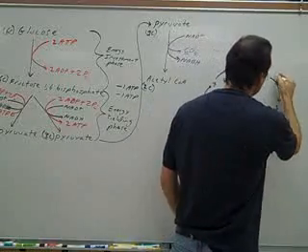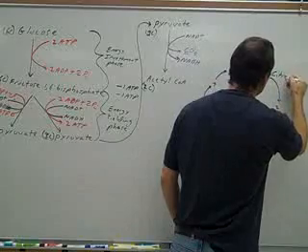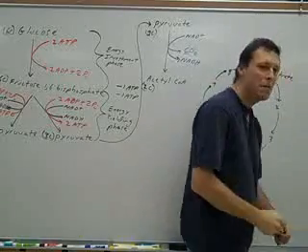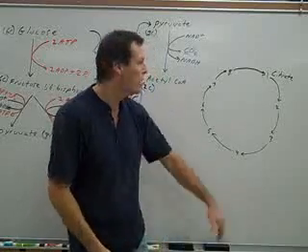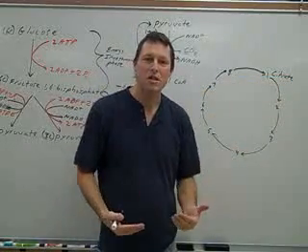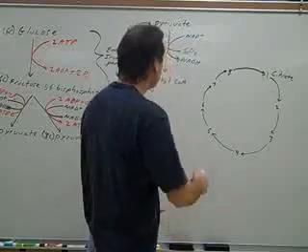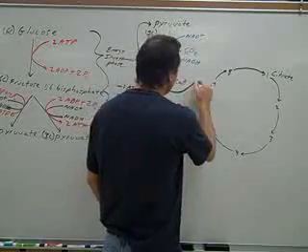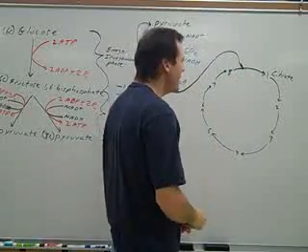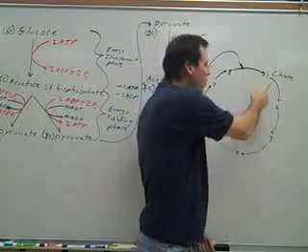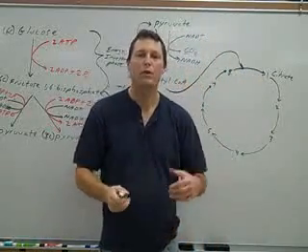Molecule number 1 is referred to as citrate. Hence the name, the other name for the Krebs cycle, the citric acid cycle. Citrate or citric acid, same thing. Acetyl-CoA is going to come in and join molecule number 8. And together they're going to form molecule number 1, referred to as citrate.